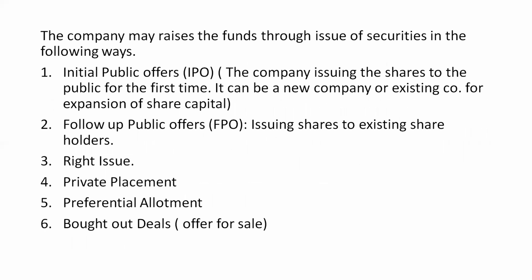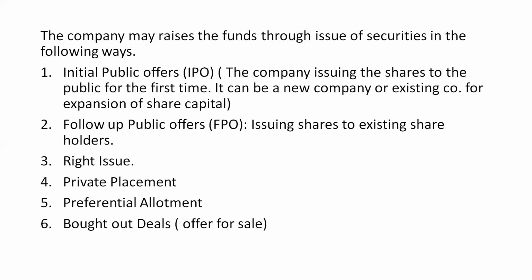The company may raise funds through the issue of securities in the following ways. There are different mechanisms of collecting money by issuing shares to the public. The first one we call the initial public offer, or IPO. What is an IPO? The company issues shares to the public for the first time, and fresh issues are made. It can be a new company or an existing company expanding its shares. Any new company that comes into the picture issues shares to the public by initial public offering.